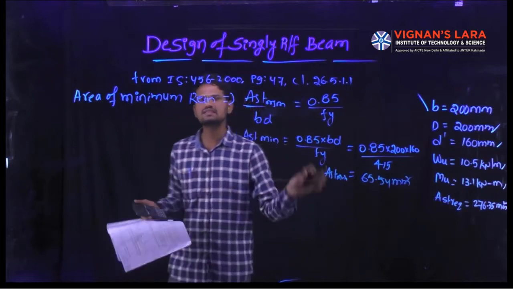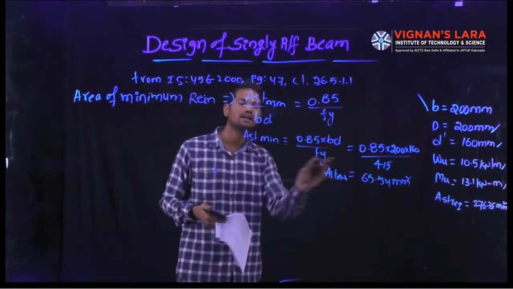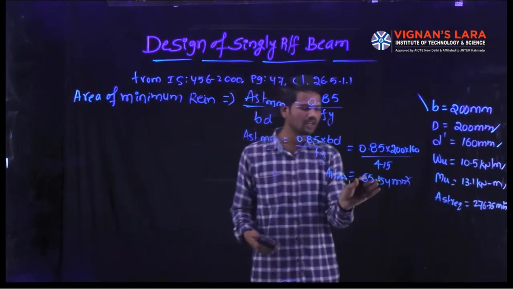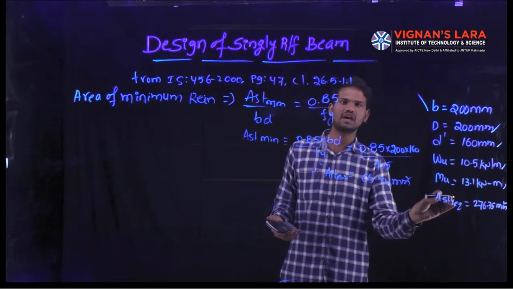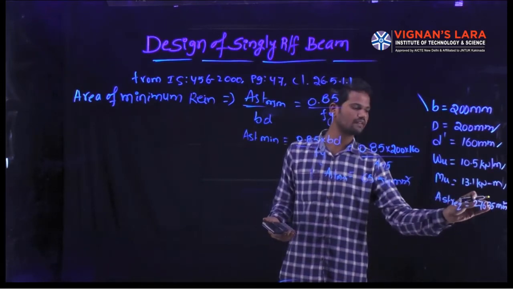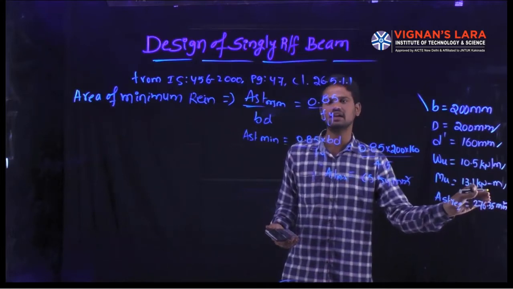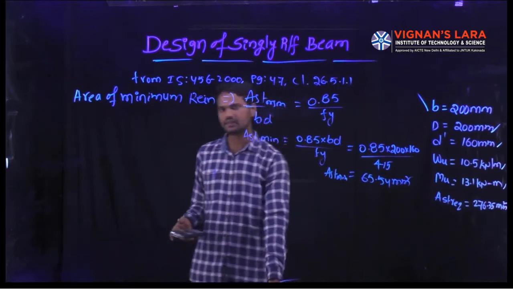That means this is the minimum area of reinforcement you have to provide in the concrete beam. The minimum area of reinforcement is 65.54 mm square, whereas we have calculated the area of the steel required as 276.35 mm square, based on the amount of load and moment acting on the beam.